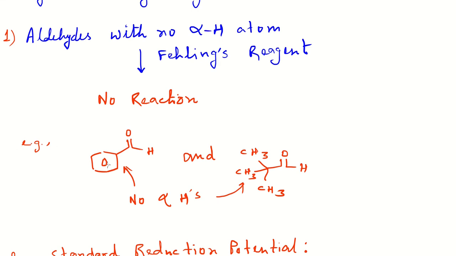So for example, benzaldehyde and phenylacetaldehyde, these two molecules have no alpha hydrogen atom. You can see that here in the alpha position no hydrogen atom is present, here also in the alpha position no hydrogen atom is present, so they will give a negative Fehling's test.